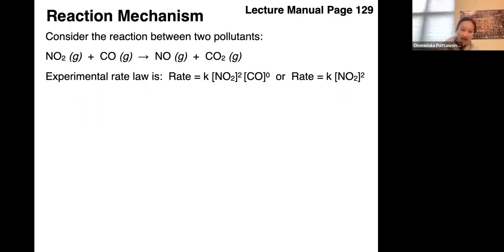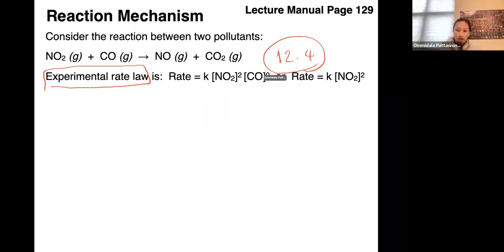You might ask, how can we determine the experimental rate law? We already learned this in chapter 12.4. If you don't remember, go watch chapter 12.4. In order to find the experimental differential rate law, you will need to use experimental data to help you find the order of reaction.